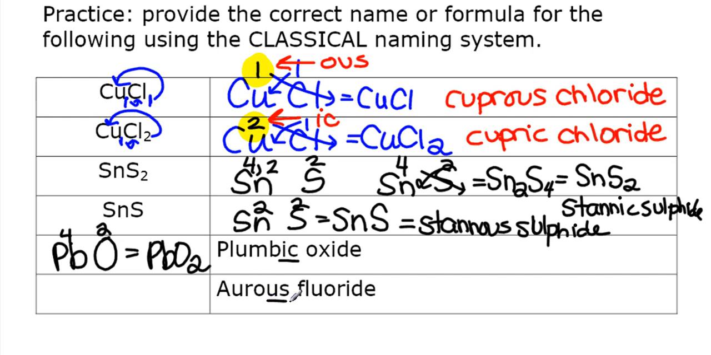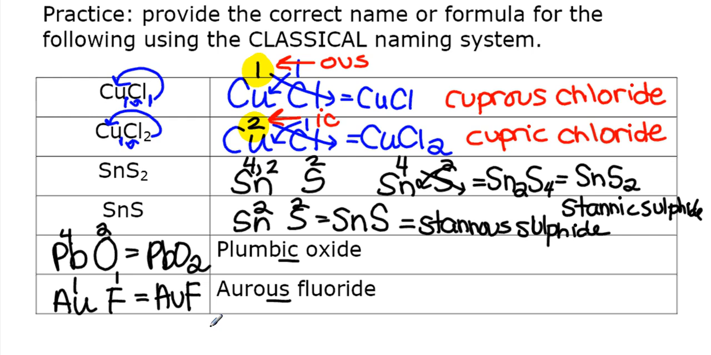Last one, aurous is gold. OUS telling me the smaller number. So gold can be 1 or 3. So here it's telling me I have to use 1. Fluorine is 1. So this one just simplifies to AuF. And that's the classical naming system.